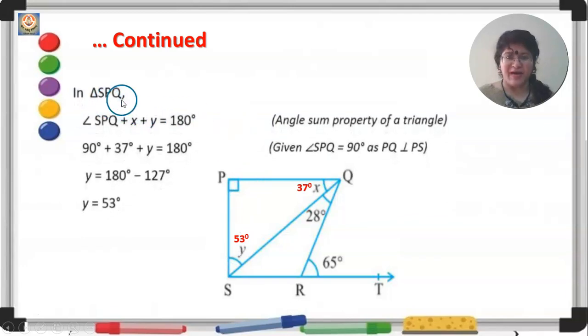Write down the name of the triangle, use the angle sum property, substitute the values, and get the value of y as 53 degree. So students, this is how you are going to write in your geometry notebook. I want you to write down the solution to these questions. The diagram is a must, and along with that, these steps are also required. We will look into another important question from this exercise, that is question number 6.